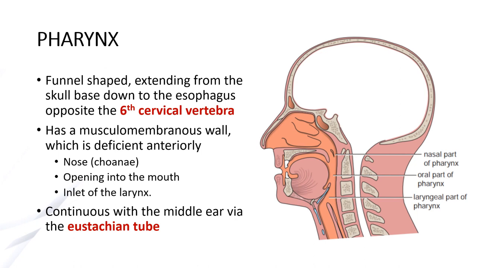Again, the pharynx is a funnel-shaped muscle extending from the skull base down to the esophagus, opposite the sixth cervical vertebra. It has a musculomembranous wall which is deficient anteriorly, corresponding to the nose, which is what we call the choana, opening into the mouth or the oral cavity, and the inlet of the larynx. The pharynx is also continuous with the middle ear via the eustachian tube, as you can see here.